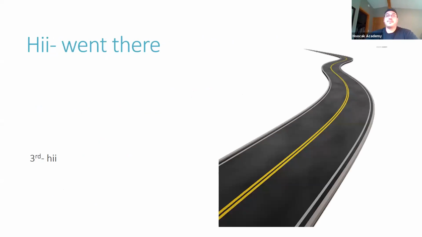Okay, so the next verb is he. So that's kind of like to arrive there or went there. Let's just leave it at that. I don't want to confuse people on the definition of this particular verb. So typically this is going to be used for past tense, not always, but that's how we're going to use it today. All right. So third person is he. He or she went there, past tense.